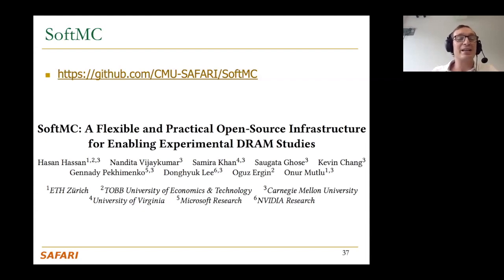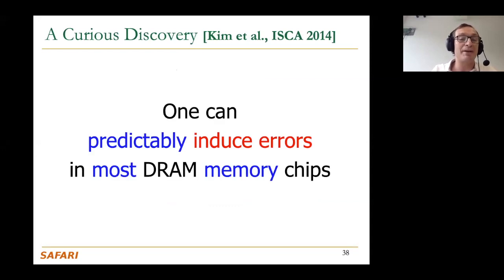But with this infrastructure, we were able to study many things. And as I said, I gave you examples of studies that we've done in retention time, which is really, really important. And we did talk about that a lot in the last lecture. And we did talk briefly about Rowhammer. If you have this sort of infrastructure, you can find new issues like Rowhammer. Basically, you can predictably induce errors in most DRAM memory chips.